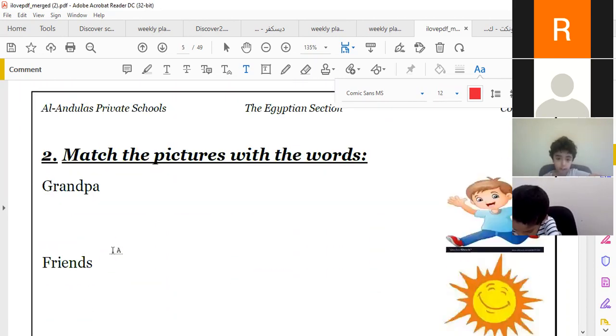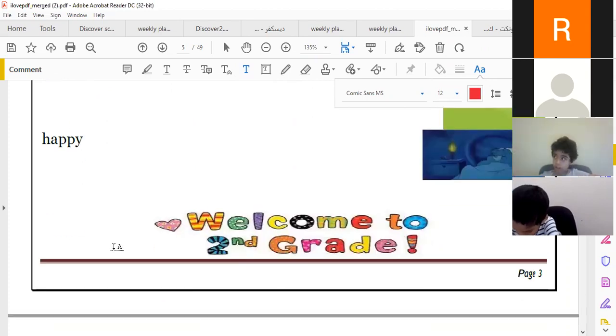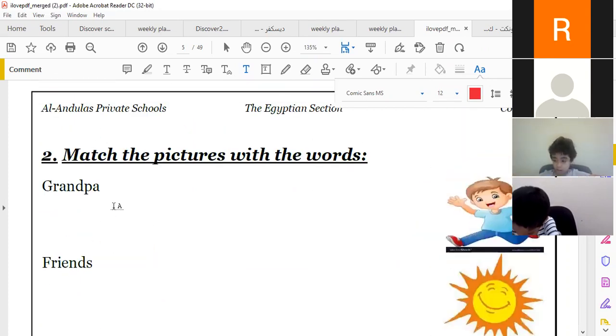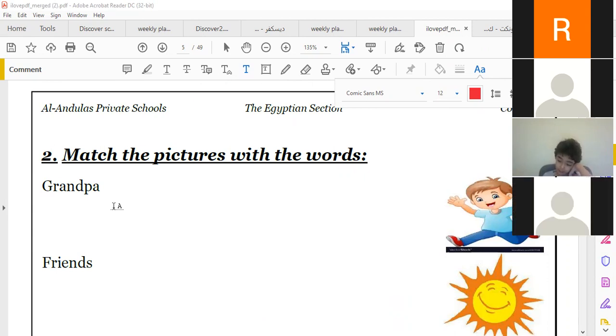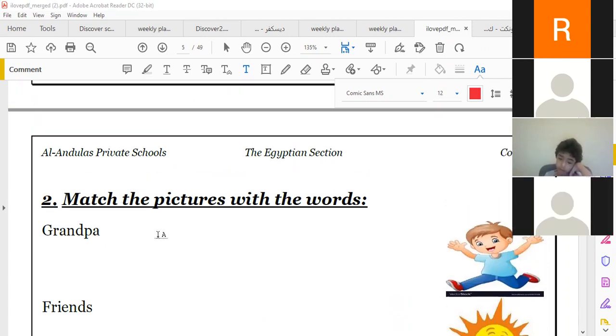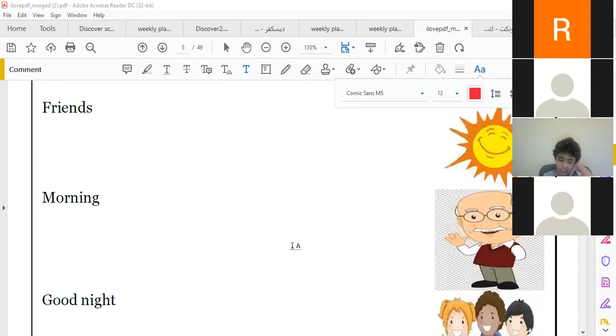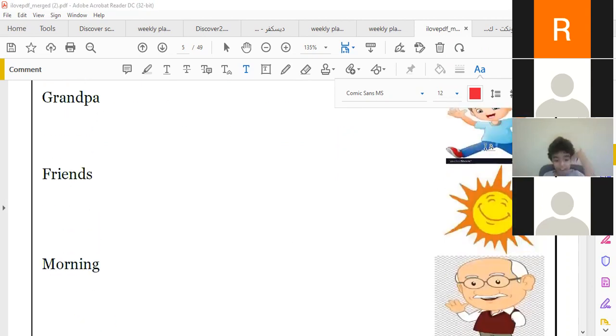Now, students, we go to page number 3. Unit 1, page number 3. Grandpa. What is the correct picture? This one? This one? No, no. This one? Yes. Excellent. Omar.